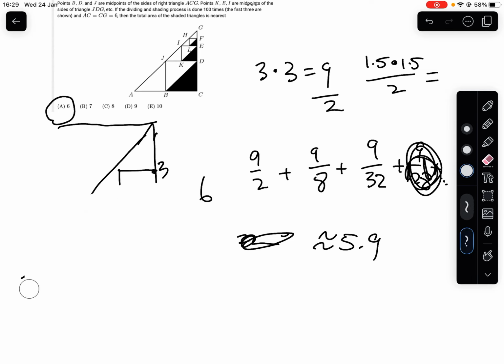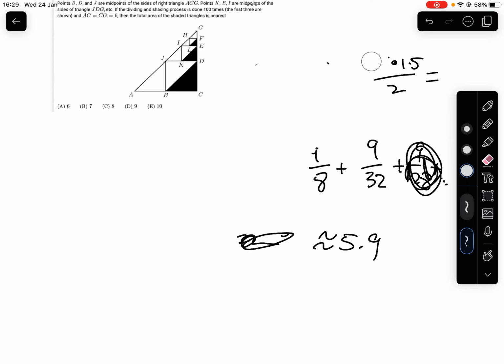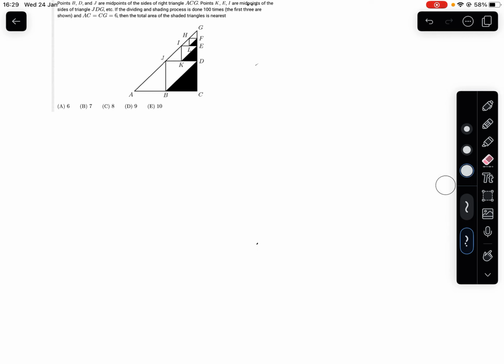So this is a second solution, which is more accurate, but it might take a bit longer. The second method uses a concept called geometric series. If you've never heard of it, I recommend you learn it before you learn the solution.